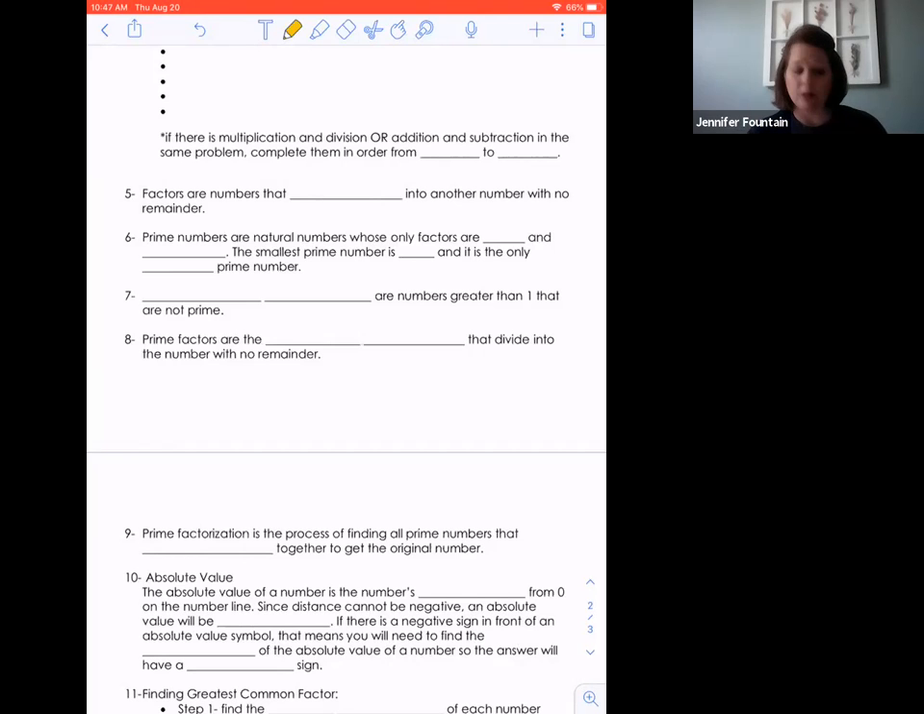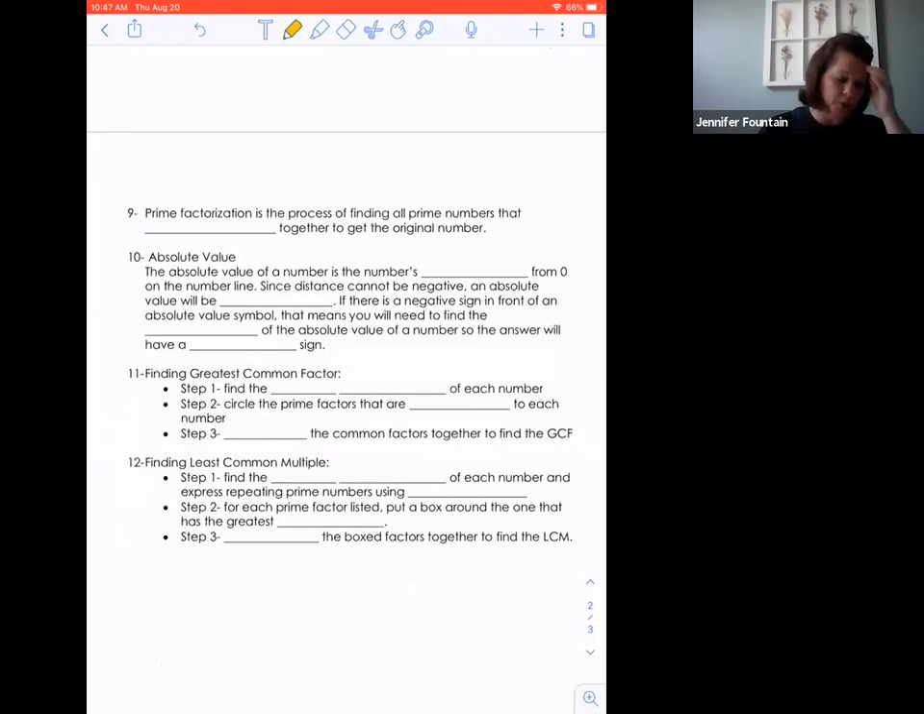Lesson 5, absolute value. This is going to correspond with number 10 on the study guide. We talked about how absolute value is the distance from 0 on a number line, and that distance cannot be negative. So absolute value is always going to be positive unless there is a negative sign outside of the absolute value symbol. If there's a negative outside the absolute value sign, I read that as the opposite of the absolute value of whatever, so then I will have a negative answer. Okay.